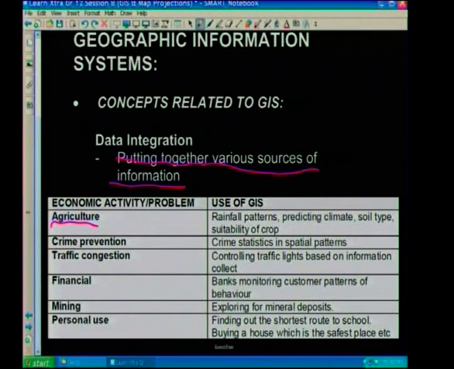Agriculture, we look at rainfall patterns. We can actually monitor that, predicting the climate, the soil type, the stability of crops. We can look at it over some time. Then we look at crime prevention.